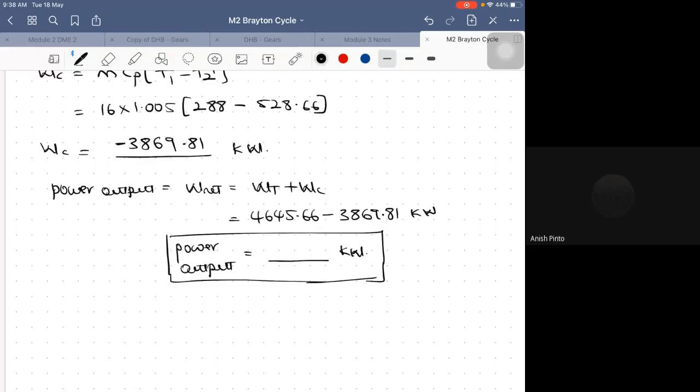Now, what is the value of power output? 775.85 kilowatt. And there your problem ends. So if you do this, you would get 12 marks straight away. Okay. Understood the problem? Any doubts in this particular problem?